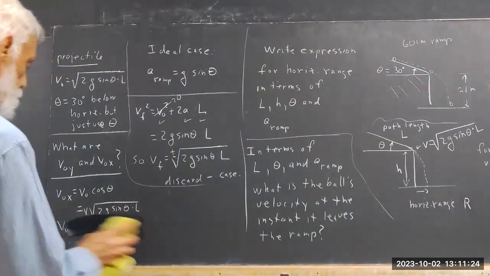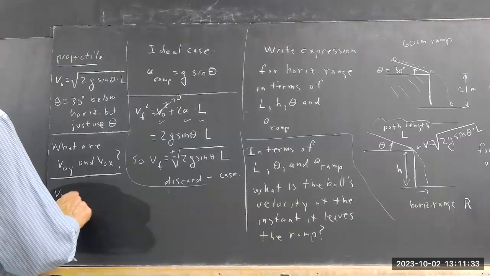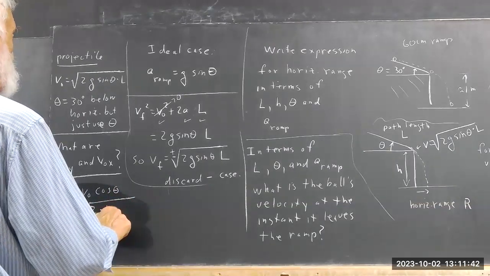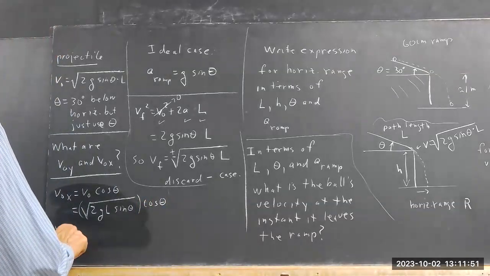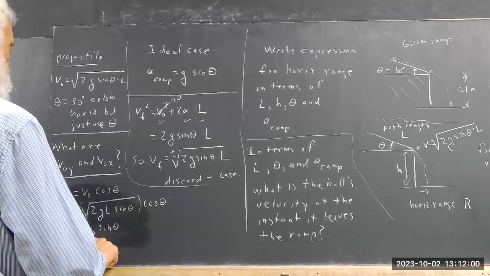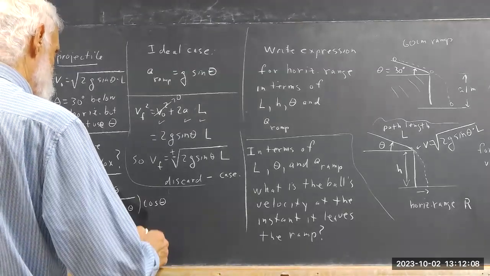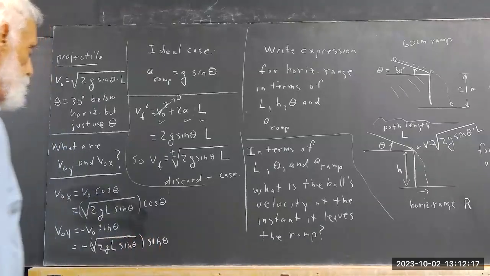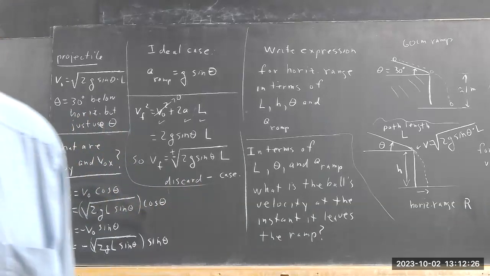I'm so busy saying things that I'm not thinking. Let me say it clearly. V naught x, you know what it is, equals V naught cosine theta, which I'm going to write now as square root of 2gL sine theta times cosine theta. V naught y is negative V naught sine theta, equals negative square root of 2gL sine theta times sine of theta. All right, so now it's really easy. Just plug all that into your analysis of the motion.